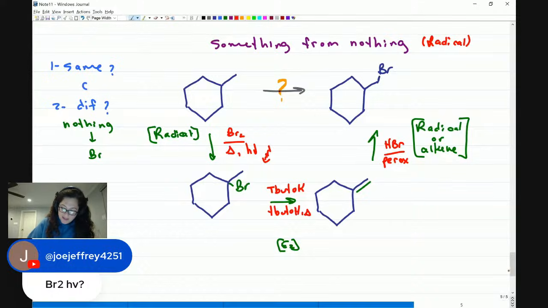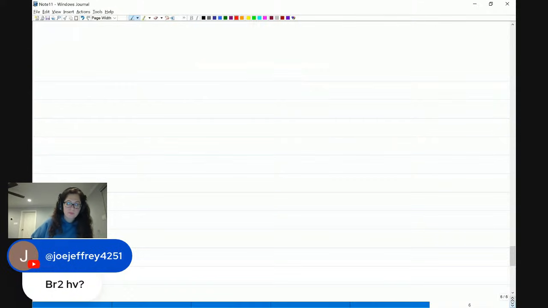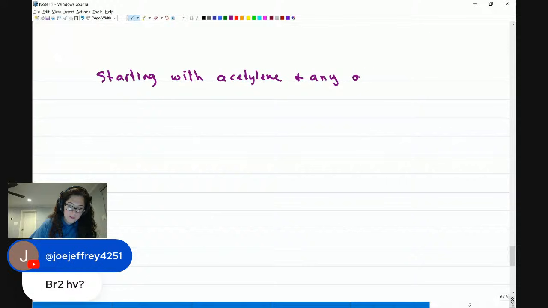The next one that professors love will go something like this: starting with acetylene and any other inorganic reagents, go ahead and synthesize some crazy molecule. Let me give you a tricky one. Let's go with this one right here. Ignore side products in this case. What do you think? Easy, medium, or hard?